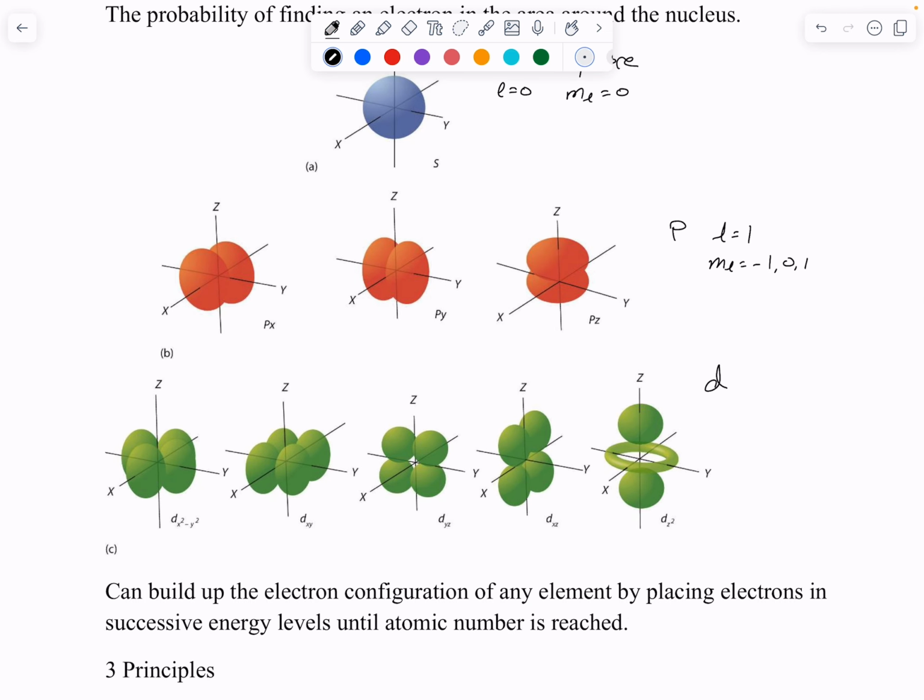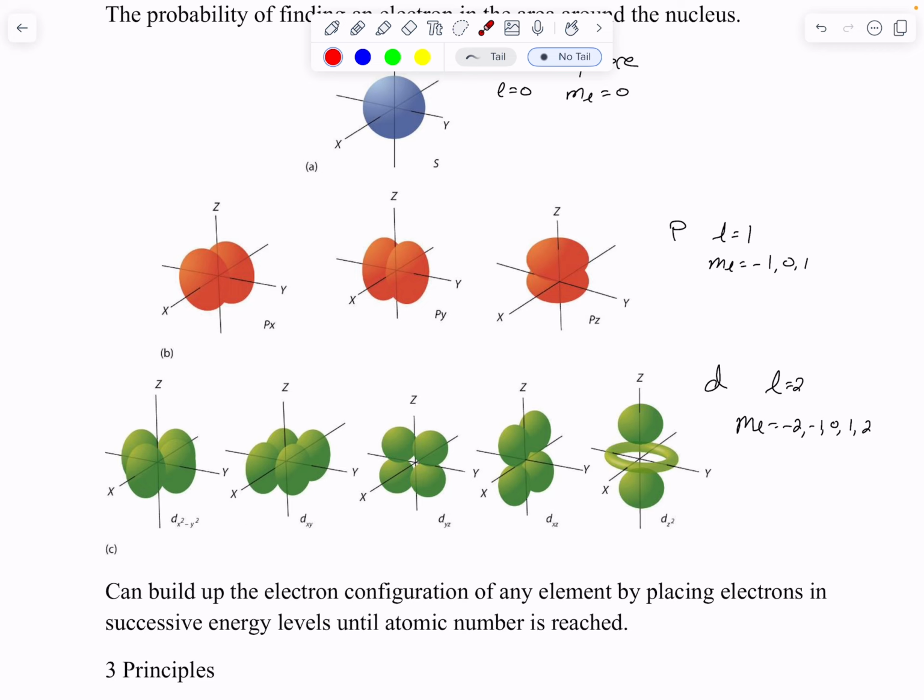If these are d orbitals, L equals 2, and so M sub L would be -2, -1, 0, 1, 2. And what are they? dx squared minus y squared, dxy, dyz, dxz, and dz squared. So these are the 5 d orbitals. Look, these three in the middle are basically the same, just rotated.